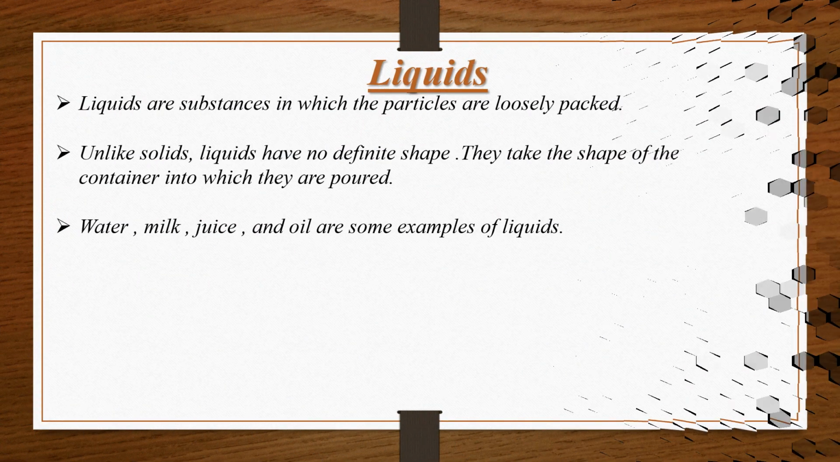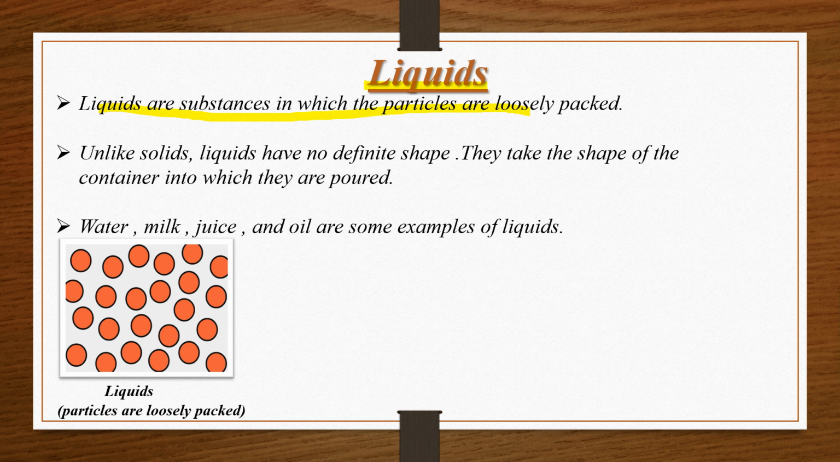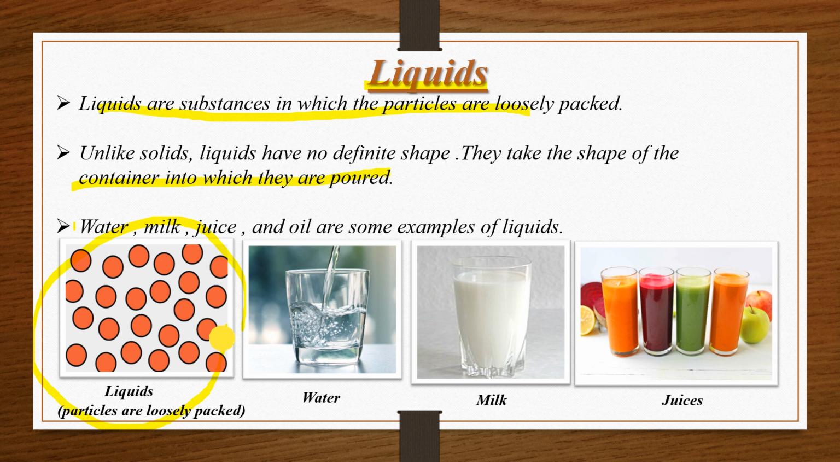Let's move to liquid. Liquids are the substances in which the particles are loosely packed. Unlike solid, liquid has no definite shape. They take the shape of a container into which they are poured. Look at the figure. You can see the particles of liquid are loosely packed. They have enough space between each particle. So, water, milk, juice, and oil are some examples of liquid and they take and occupy the shape of a particular container in which it is poured.